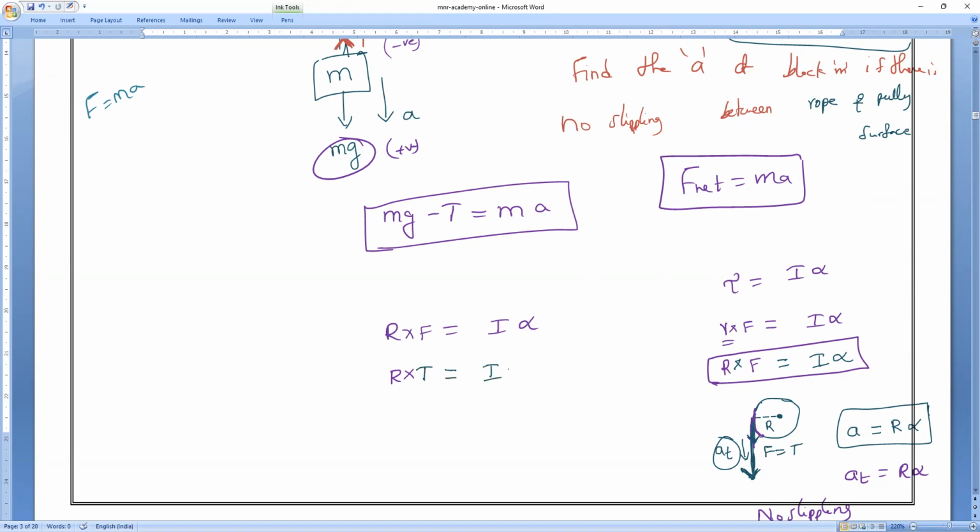So what is the alpha value? Can you tell me? We all know that A is equal to R alpha. Then alpha is equal to what? All of you. Alpha is equal to A by R.